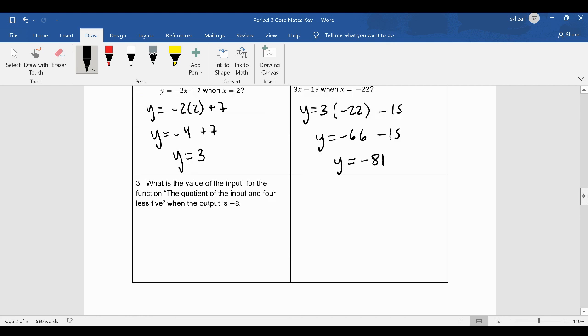Number 3 is a little harder. What is the value for the input for the function, the quotient of the input and 4 less 5, when the output is negative 8? So quotient. Quotient is the answer when you divide. Input and 4, and then less 5 when the output is negative 8. And then you can go ahead and solve that equation. We're going to skip that for right now, though. Again, I just want you to start thinking about how you're going to set these up. So quotient: input divided by 4, and then less 5 equals negative 8.